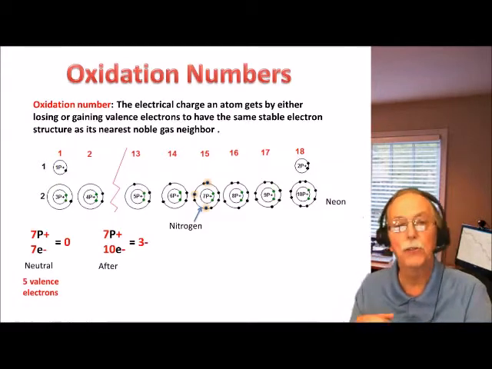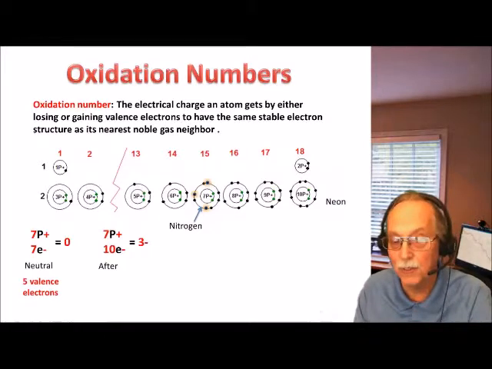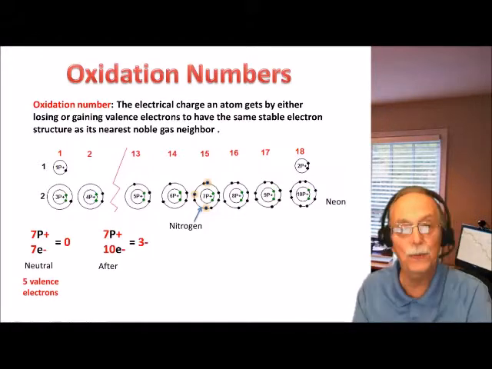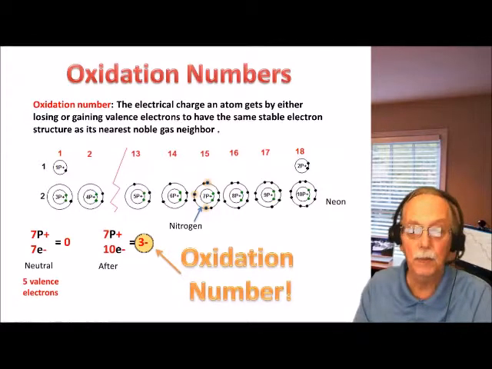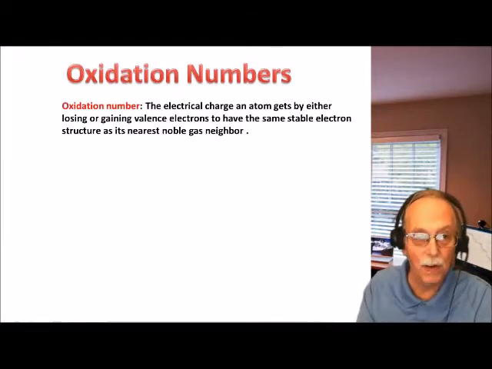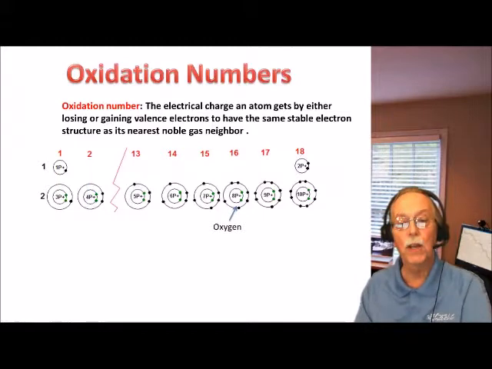Why? Because it has 3 extra electrons in its valence level. That's what gave it the electron configuration of neon. And so that -3 charge becomes the oxidation number for nitrogen. Well, let's go ahead and take a look at the next element. Remember our definition for oxidation number. Here's the periodic table. The next element in line is going to be oxygen.